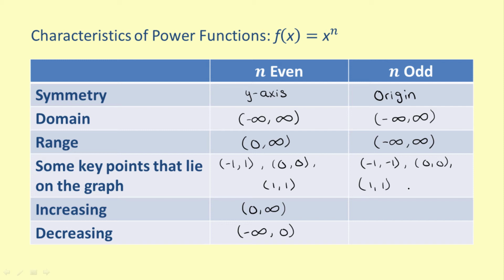If we graph this function, we can see that it's always rising. Therefore, the function is increasing over the entire set of real numbers. So it is increasing from negative infinity to infinity. This also means the function is never decreasing, so we'll just write NA here.